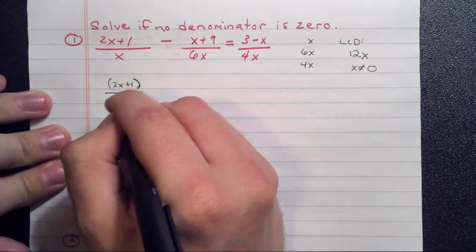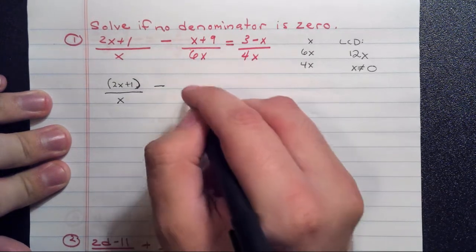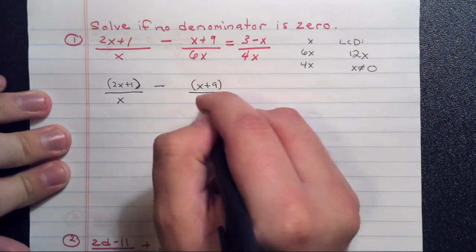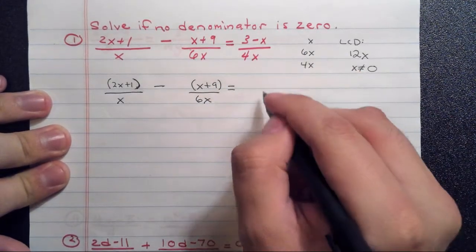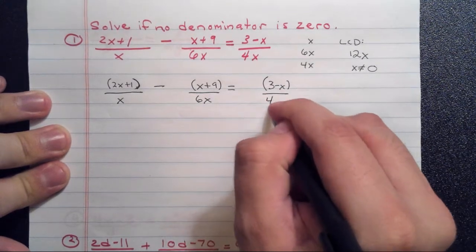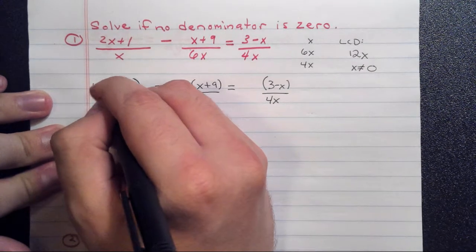Now again, you've seen me do this before. I'll put parentheses around the numerator because if I'm going to multiply, I need to remind myself that it is in fact distribution that's going to happen here. Or in some other cases, we might have to multiply two binomials. So each of these is going to get multiplied by the least common denominator, 12x.